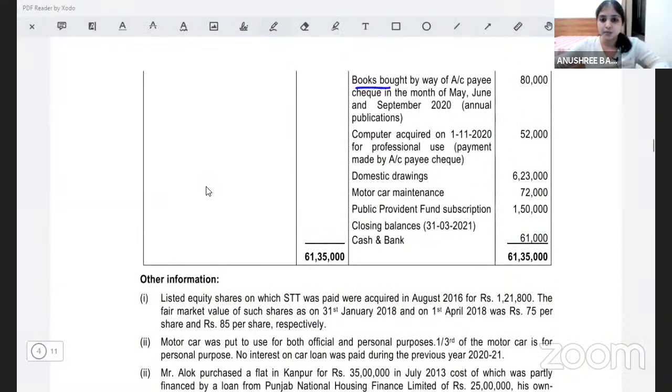Then books bought, again, payment by account payee cheque, a specified mode, in the months of May, June and September, annual publications. Even on books, we get depreciation. Depreciation at what rate? Does anybody remember? I'm going to wait for your response. Come on, quickly tell me. What is the depreciation rate for books, annual publications? I'll give you a hint. It is the same as computer. Now do you remember? 40%, right?